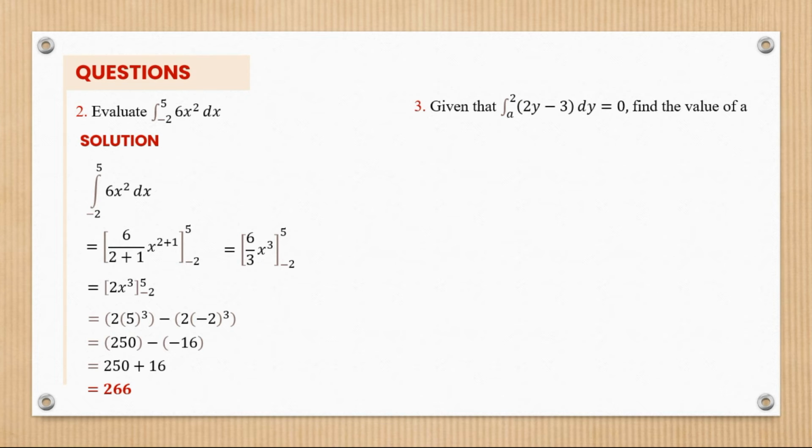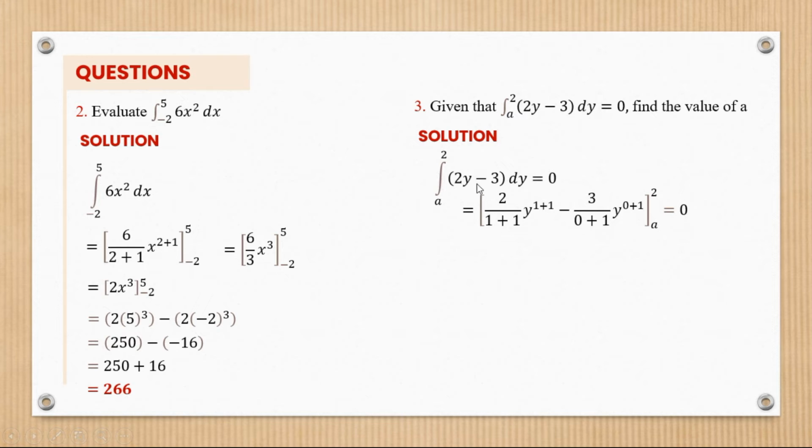So how do we solve this? We're going to first integrate as usual, but now everything here is equal to 0. So for this group we have 2 times y to the 1 plus 1 over 1 plus 1, minus 3. We assume that we have y to the power 0 right here, so y to the 0 plus 1 over 0 plus 1. When you solve that, we have y squared minus 3y. Then we put these in brackets, with the limits outside.